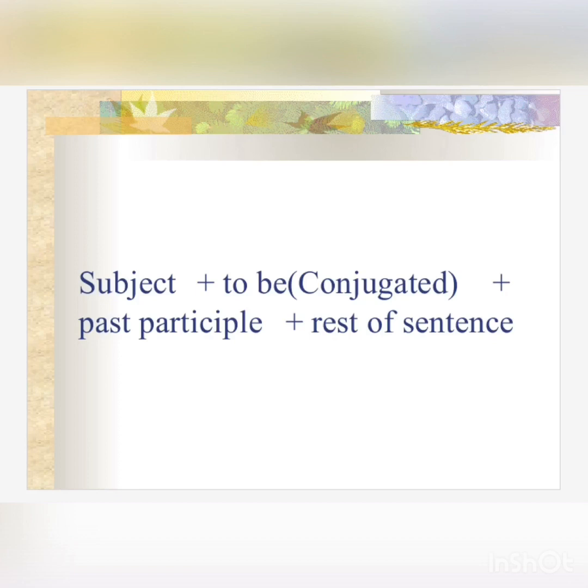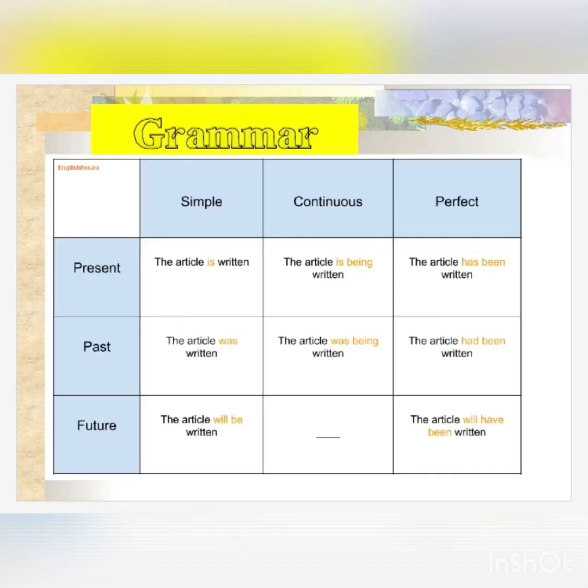So the first is present simple. In present simple, the verb to be is is, am, are, right? And the example is: the article is written. Past simple. The verb to be is conjugated: was and were. The article was written. And future simple: the article will be written. Present continuous. The article is being written. Past continuous. The article was being written.